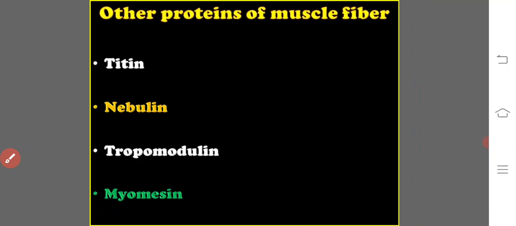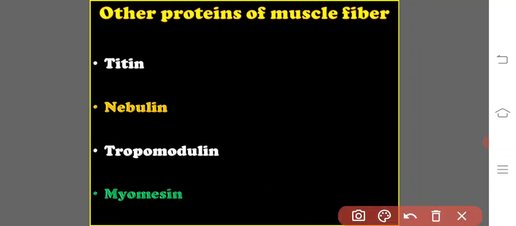Here there are other proteins which are present in the muscle fiber, namely titin, nebulin, tropomodulin, and myomesin. Besides the contractile and regulatory proteins of the muscle fiber, the muscle also contains about a dozen structural proteins which contribute to the alignment, stability, elasticity, and extensibility of myofibrils. Important structural proteins are titin, actinin, myomesin, nebulin, and dystrophin.